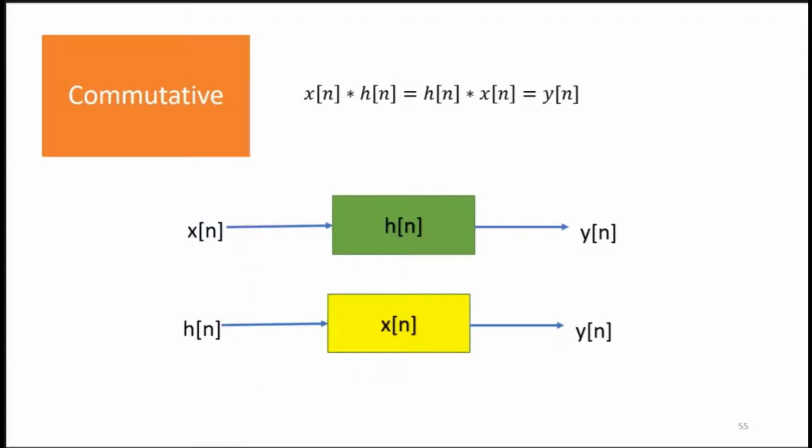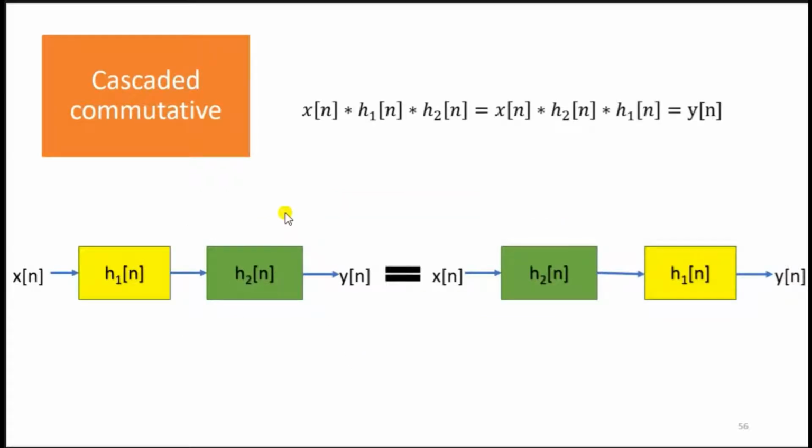For the commutative property, you have x[n] * h[n] = h[n] * x[n], which yields y[n]. If drawn as a block diagram, x[n] is the input signal going into the system h[n], and gives the output y[n]. Similarly, if we interchange the two sequences, h[n] is the input to system x[n], and the output is still y[n].